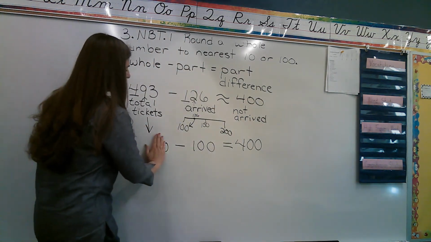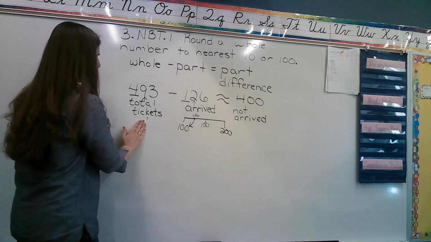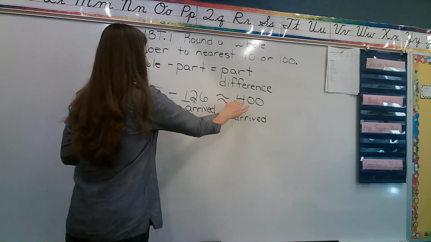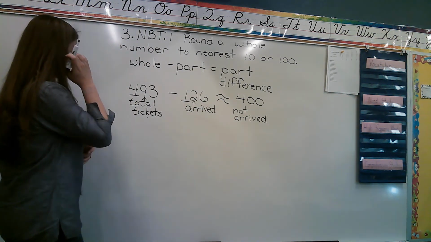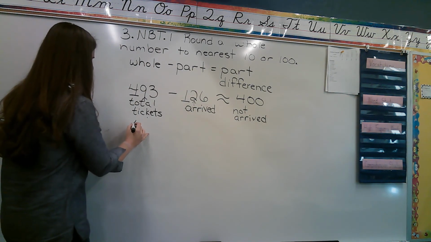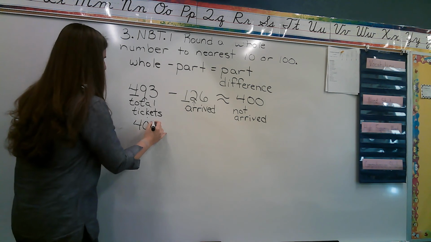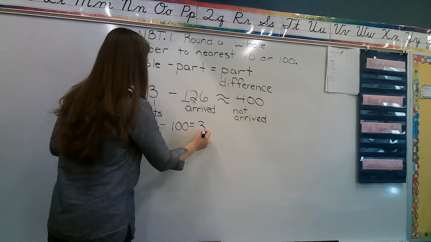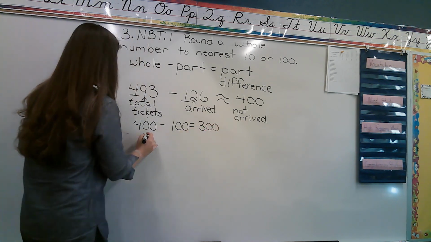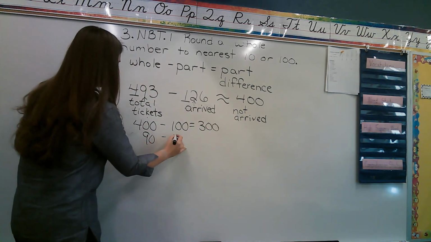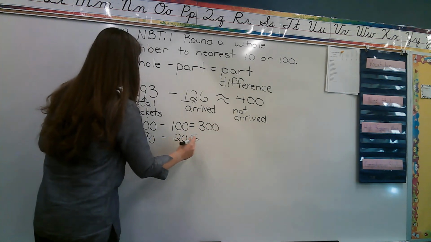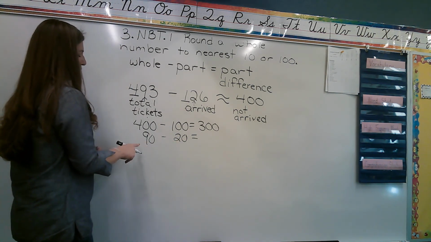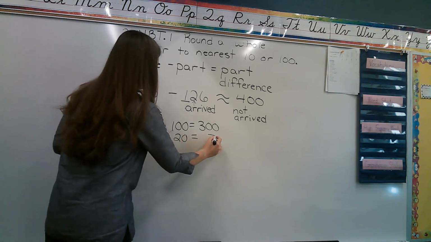So now let's take a look at, if we were to find the exact difference, would that match what our estimate is here? So if I take 493 and I subtract 100, I would get 393. And 90 minus the 20, I subtract 2 tens from here, so 80 and one more 10 is 70.